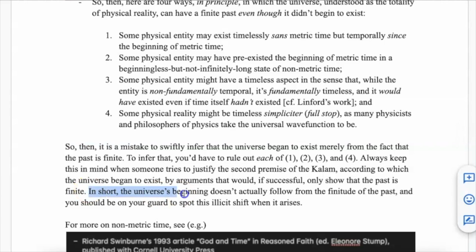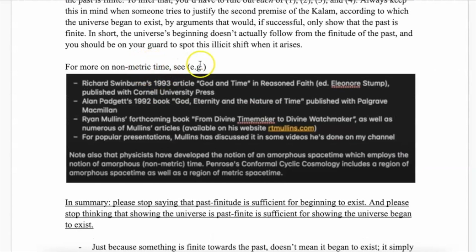In short, the universe's beginning doesn't actually follow from the finitude of the past, and you should be on your guard to spot this illicit shift whenever it arises. And for more on non-metric time, you can see these resources here: Richard Swinburne's 1993 article, God and Time, Alan Padgett's 1992 book, God, Eternity, and the Nature of Time, Ryan Mullins' forthcoming book, From Divine Timemaker to Divine Watchmaker, numerous of Mullins' articles available on his website, popular presentations in various videos of mine that I've done with Ryan Mullins himself, Penrose's Conformal Cyclic Cosmology, etc.